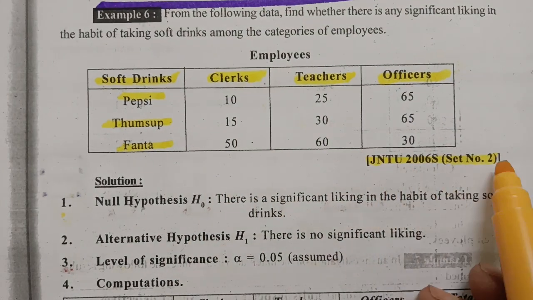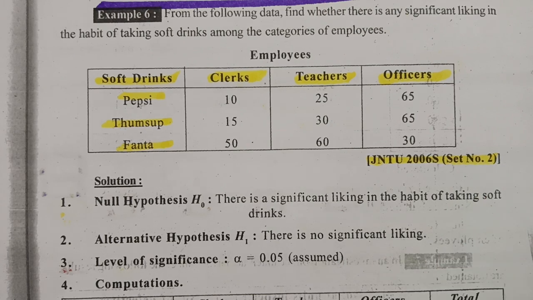So this is also very important. Please note, as usual, we have to take 5 steps. First one is null hypothesis, alternate hypothesis, test statistics, level of significance, and conclusion.